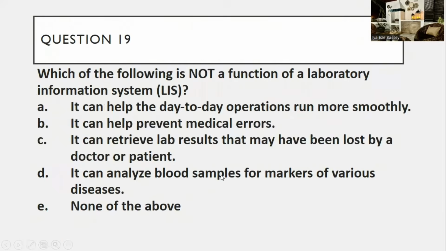All right? So question 19, which of the following is not a function of a laboratory information system? A, it can help the day-to-day operations run more smoothly. B, it can prevent medical errors. C, it can retrieve lab results that may have been lost by a doctor or patient. D, it can analyze blood samples for markers of various diseases. What we're talking about is the laboratory information system. It doesn't analyze any blood samples. It should be the auto-analyzer doing that. So your answer would be D.